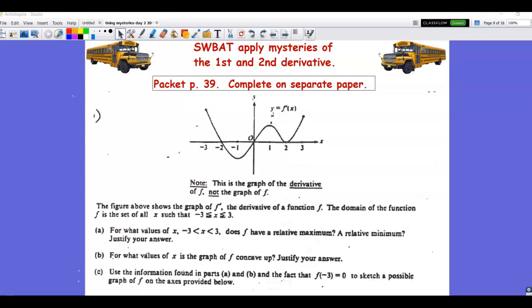In the first one, we're given a graph of the first derivative. In the second problem, we are given an actual piecewise function. And in the third problem, we're given a table of values. So let's jump in here.